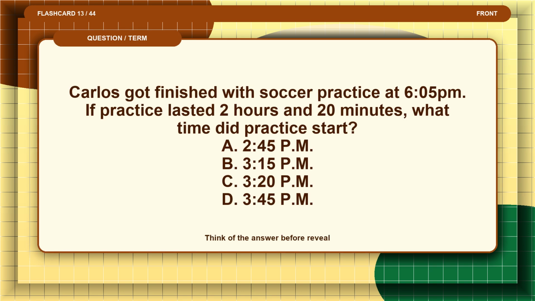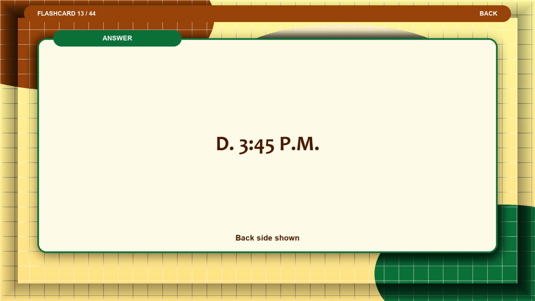Flashcard 13. Carlos finished soccer practice at 6:05 p.m. If practice lasted 2 hours and 20 minutes, what time did practice start? A. 2:45 p.m., B. 3:15 p.m., C. 3:20 p.m., D. 3:45 p.m. Think of the answer before the reveal. The answer is D. 3:45 p.m.